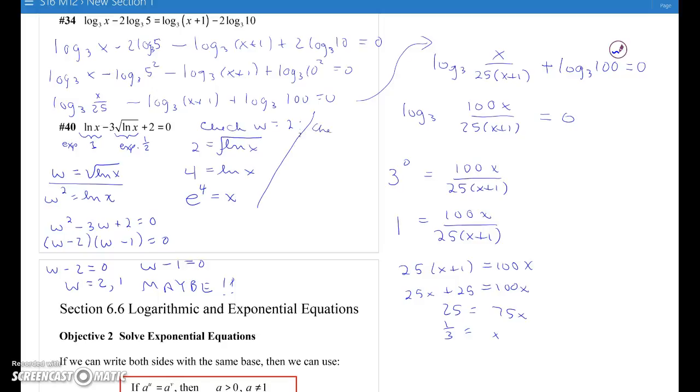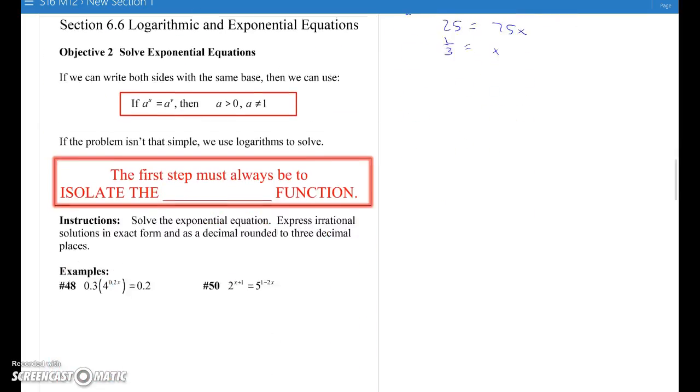So then let's check w equals 1. So if I have 1 equals the square root of the ln of x, and I square both sides, I get 1 equals ln of x, so e equals the other value of x. So x equals e to the 4th, or e, and both of those are perfectly good inputs because the input to a log has to be positive, and these are both positive numbers. So let me know if you have questions about that one.